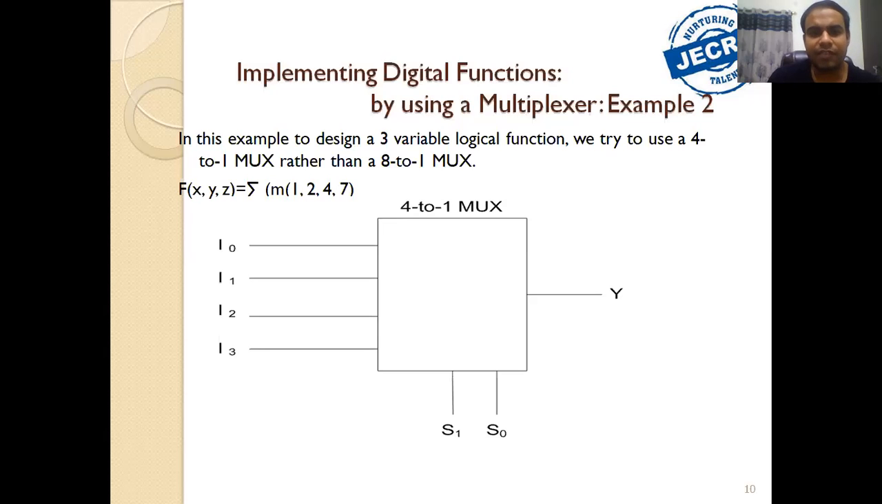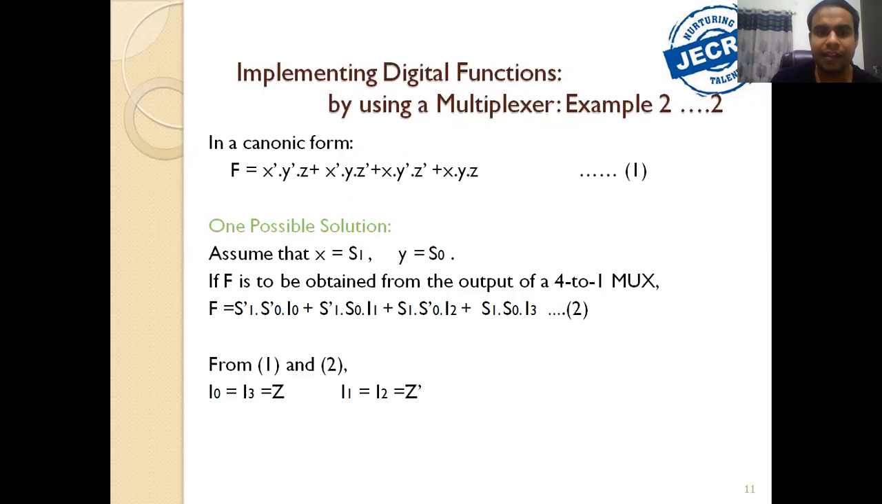Now, here F(x, y, z) equals m 1, 2, 4, 7. If we write these in binary form, then 1 is written as 001, 2 is written as 010, 4 is written as 100, and 7 is written as 111. So if 1 equals 001, then it is x bar, y bar, z. Here we represent it by x', y', z. Same, if we represent 2, then it is 010, x' y z'. In this form, a canonical form is obtained in equation 1.